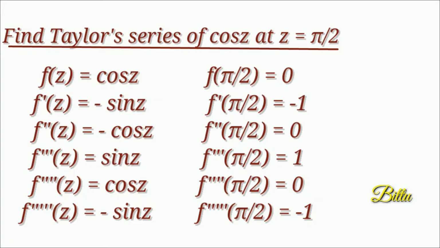So next you write f''', f'''', etc., until we get 3 non-zero values. Here f'''(z) is sin z, f''''(z) is cos z, f^(5)(z) is minus sin z. Next f''' of pi by 2 is 1, f'''' at pi by 2 is 0, f^(5) at pi by 2 is minus 1. Now we have 3 non-zero values: minus 1, 1, minus 1.